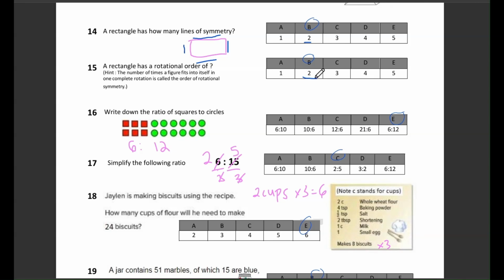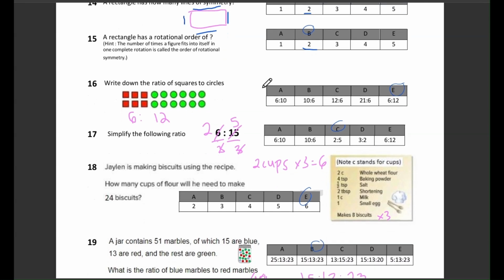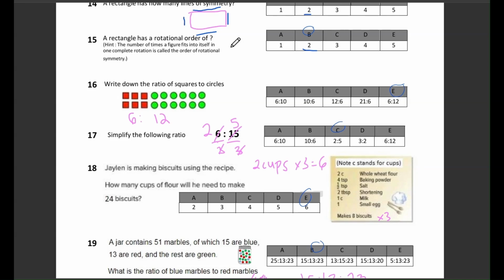What does that mean? Well, a rotational order of 2 means that if you rotate a rectangle 180 degrees, it will look exactly the same as before, like it fits perfectly back on itself. And if you rotate it again another 180 degrees, which is 360 degrees in total, that's the full rotation. So it fits onto itself 2 times in 1 full turn, giving it a rotational order of 2.